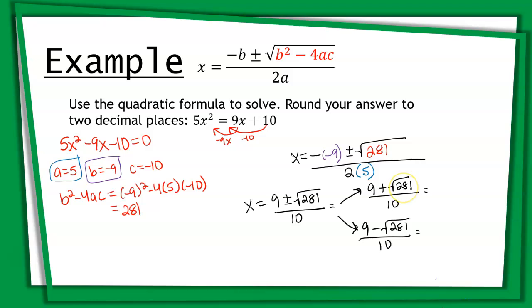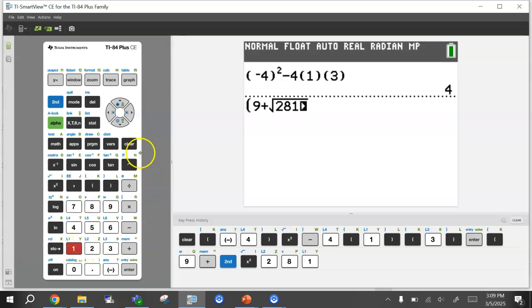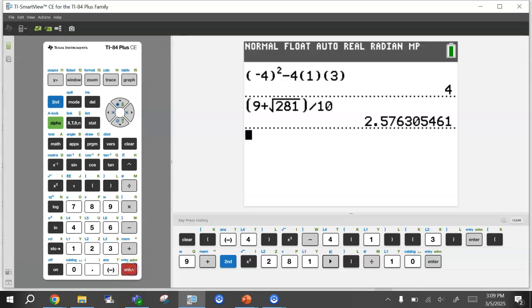Basically, the fraction, you have to do the numerator first before you divide by 10, so I'll show you 2 different ways you can do that. Because we want our numerator to simplify first, the first thing we could do is put parentheses around the 9 plus square root of 281, and then make sure you go to the right and get out of that parentheses, but then divide by 10. That tells your calculator that you want to do the addition first on the numerator. You have to put parentheses if you do it that way.